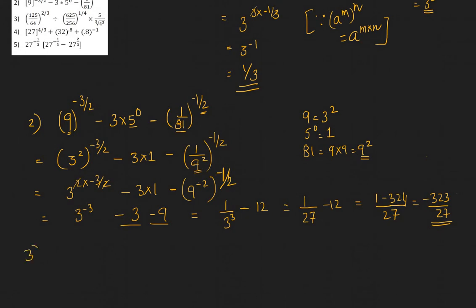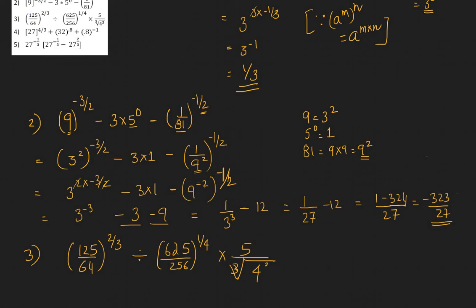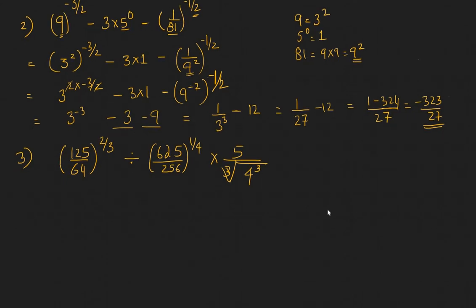Okay, let's do the next one. 125 by 64, the whole power 2 by 3 divided by 625 divided by 256 power 1 by 4 into 5 by cube root of 4 cube. I would urge you to pause this video here and try this problem yourself. First, starting with analyzing what is 125, what is 64, right? I mean, let's do that, and maybe then you could do it yourself.